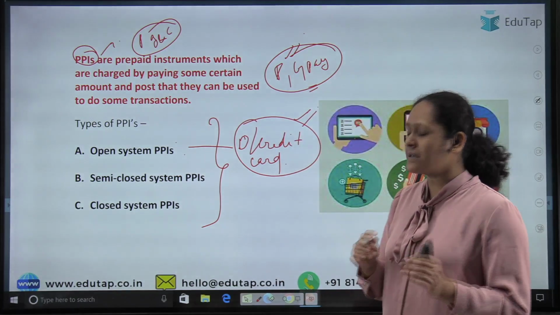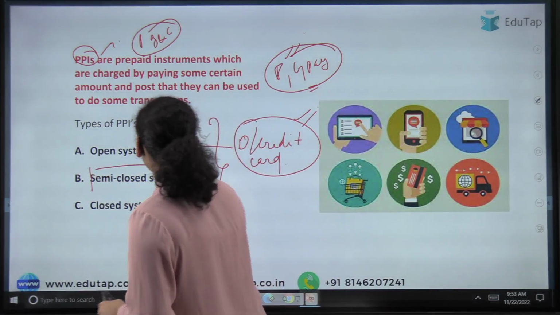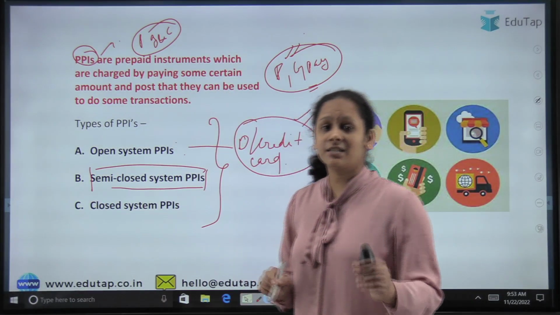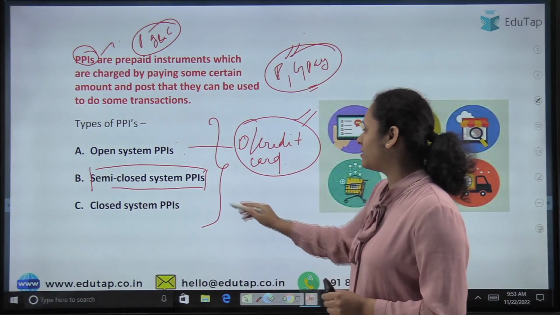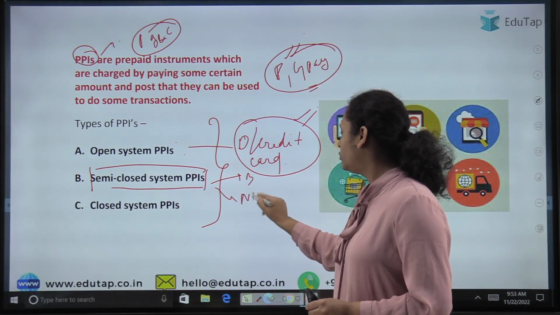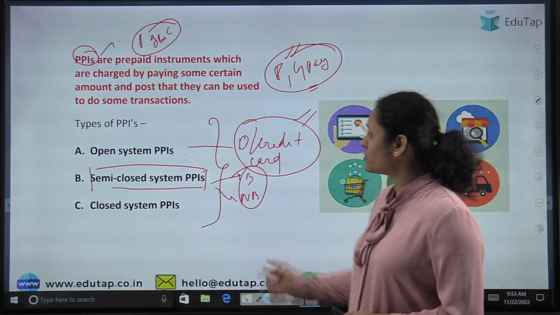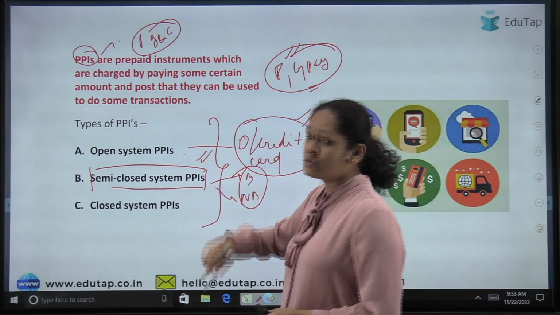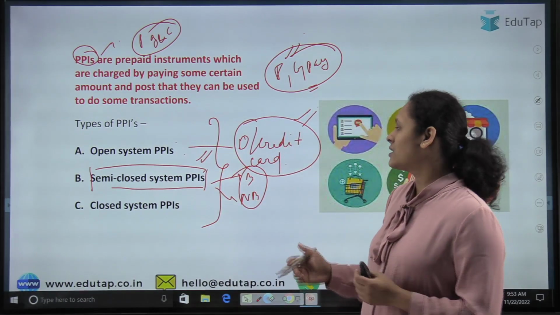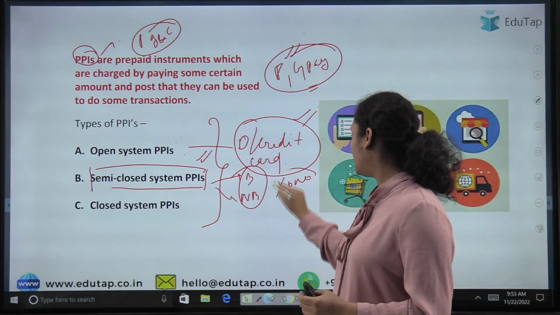Now, what is a semi-closed PPI system? In case of a semi-closed PPI system, irrespective of who is issuing, let it be a banking entity or a non-banking entity, you cannot withdraw the money from these accounts. You can just use it to buy services and goods. You can take the example of the Yono app.